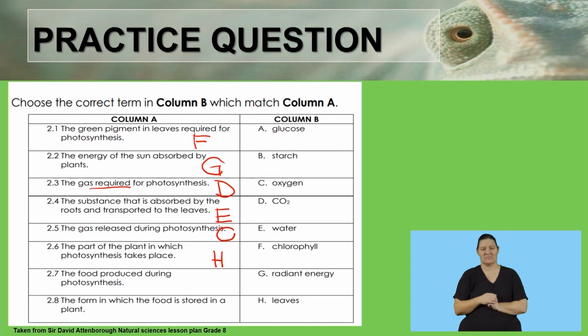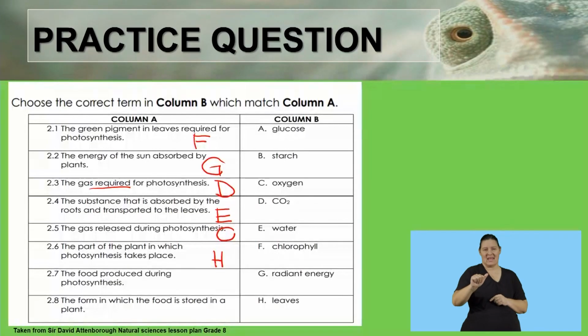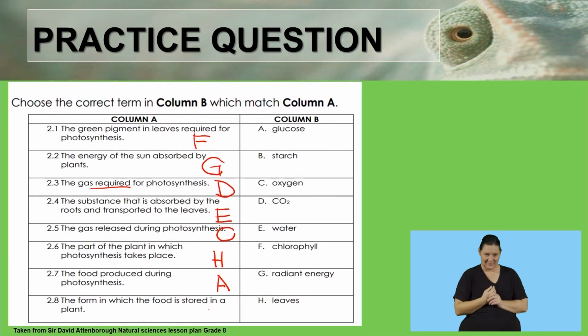Now let us look at 2.7. The food produced during photosynthesis. The food that the plant makes, we've been saying it over and over again, that is A, glucose. So 2.7 is A. And the last one says the form in which the food is stored in a plant. Now we said A is glucose. So glucose is stored in what form in a plant? It is stored as, very good, B, starch. That is our activity. So if you guessed these correctly, then very good. Good for you. Now we are going to move on to the next activity.